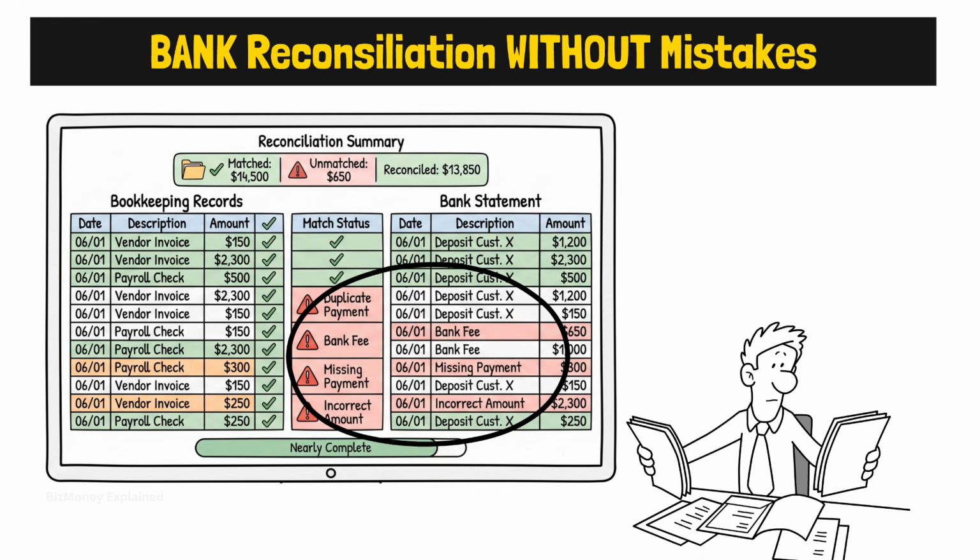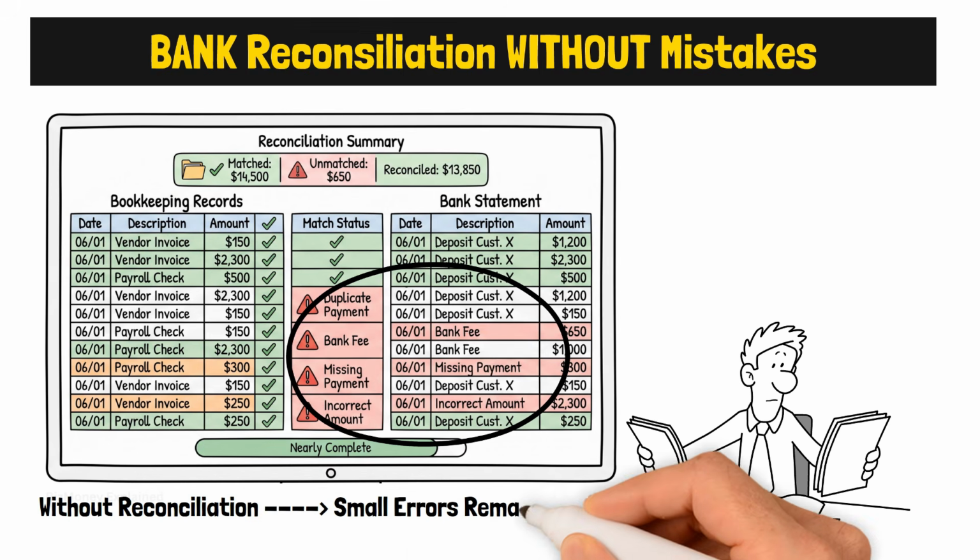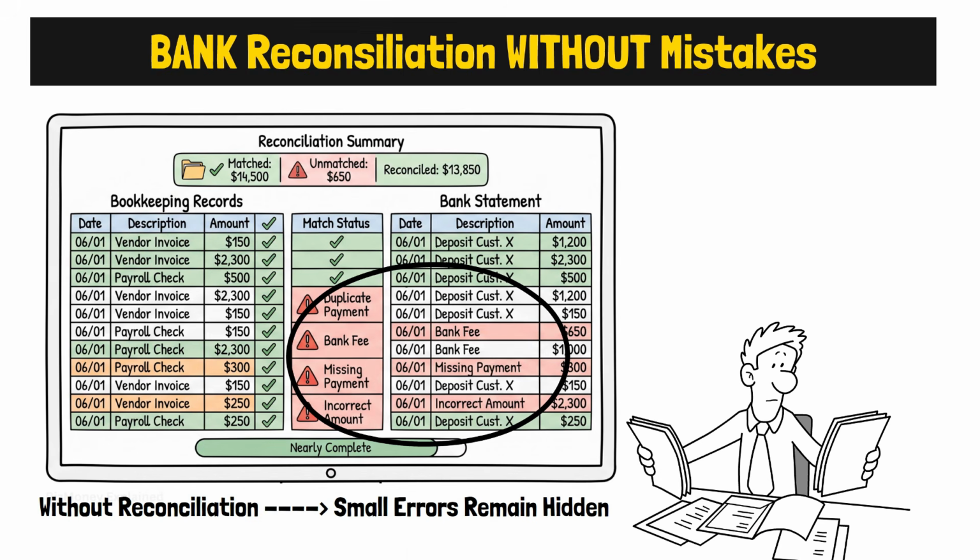Sometimes a payment is recorded twice, a bank fee is forgotten, a customer payment is missing, or an incorrect amount is entered into the books. Without reconciliation, these small errors can remain hidden for months.